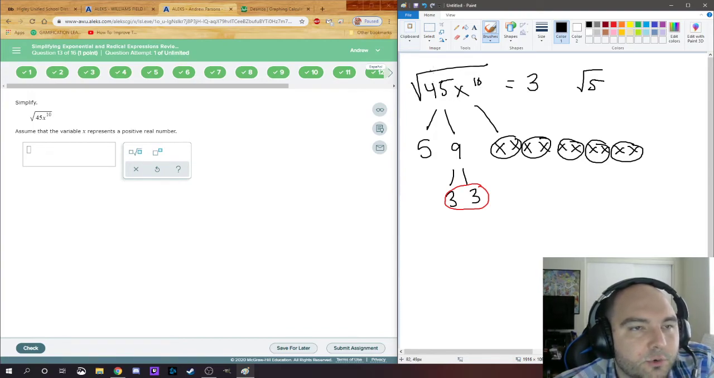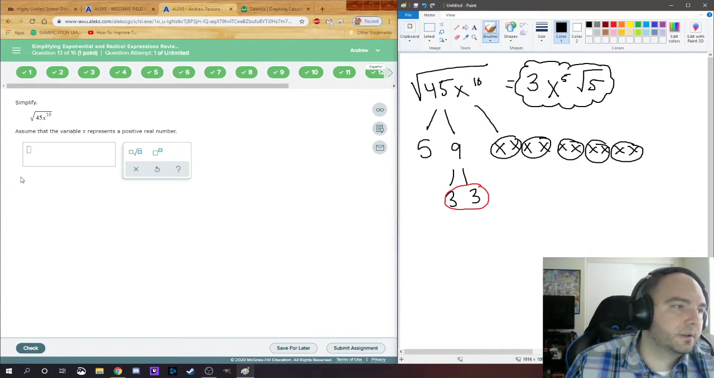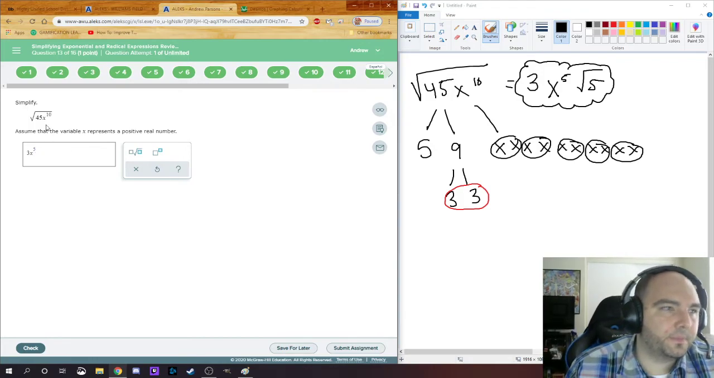Because when you're doing the square root, you're essentially evaluating how many pairs there are, or how many 2's are in this number. There's 5, so I'm going to write x to the 5. There weren't any extra unused pairs, so this is the simplified version. So we're going to write 3x to the 5th root 5.